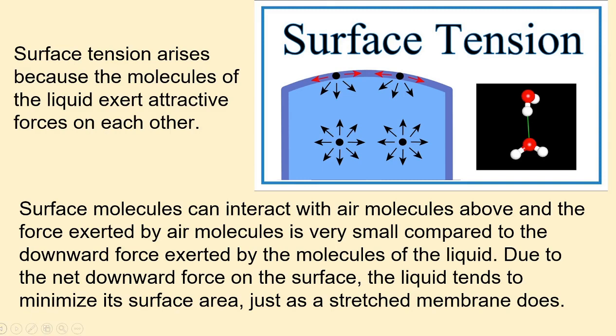Here, in the above examples, we can see that the surface of the liquid behaves like a membrane under tension. That is, it behaves like a stretched membrane. So how does the surface of the liquid behave like a stretched membrane? That is because the molecules of the liquid exert an attractive force on each other.